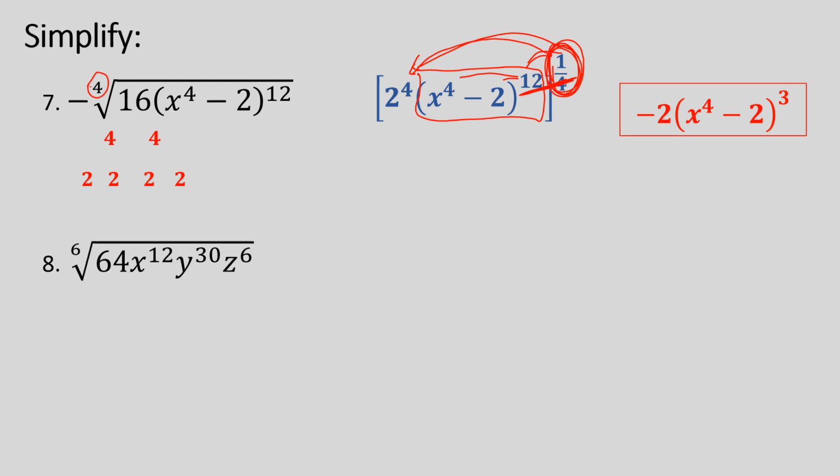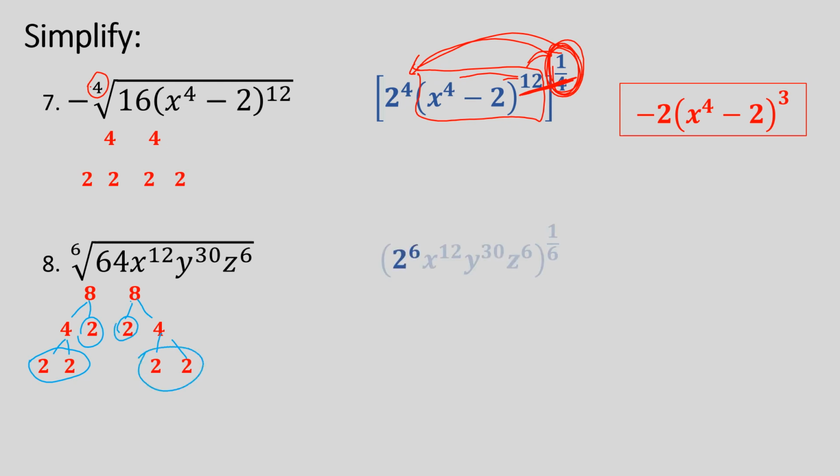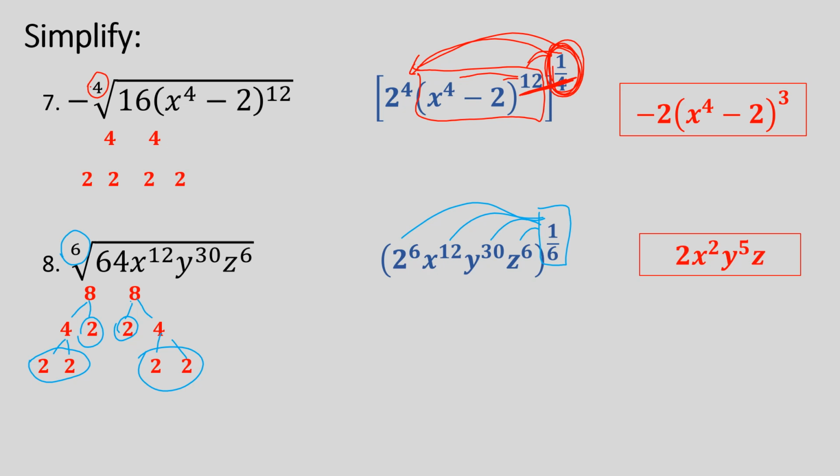Last one in the notes for this section, 6th root of 64 x to the 12th y to the 30th z to the 6th. I think you guys get it at this point. Break down the 64 all the way till we have the factor tree fully broken down. Keep note that anything that's broken down isn't part of our factor tree, so we just have the bottom leaves of the tree that we look at. So we have 2 to the 6th power, along with all those variables. This is to the 1/6 power because it's the 6th root. This goes to everything inside here. And our answer: 2x squared y to the 5th z.